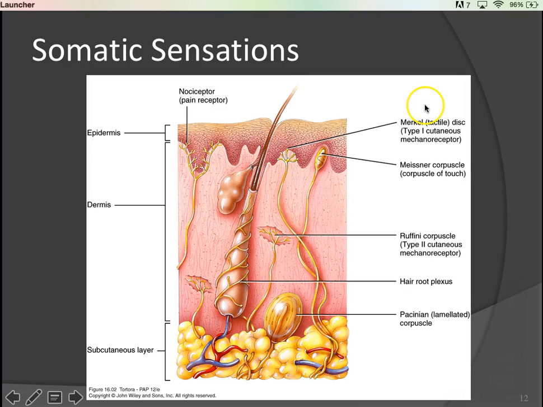We have what are known as Merkel discs. We'll see those in a second. Again, also at the epidermis, at the border of the epidermis and dermis. We have Meissner's corpuscles, which you've seen before in the dermal papilla. Then we have what are known as Ruffini's corpuscles. Some are mid-dermis, the Pacinian, and then we'll have this hair root plexus as well.